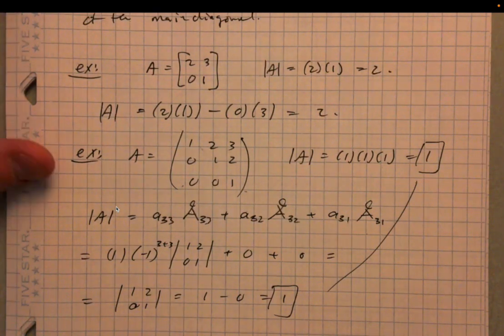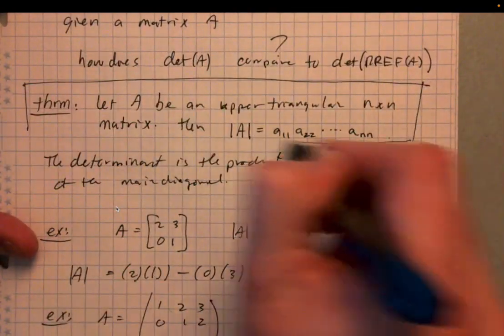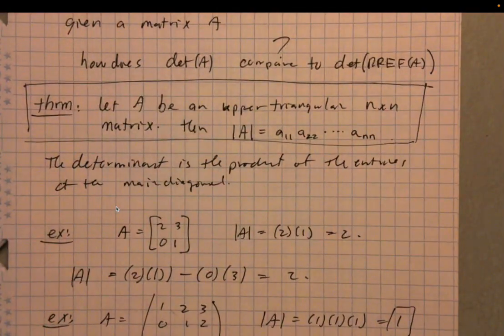Let's prove that this is true. Let's prove this theorem for upper triangular matrices. We want to show that if A is upper triangular, then the determinant is the product of the diagonal entries. Let's go ahead and prove this.